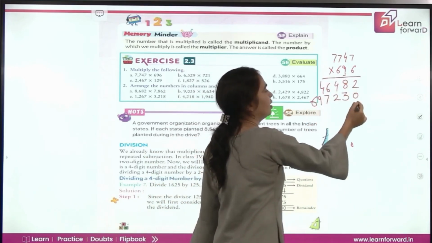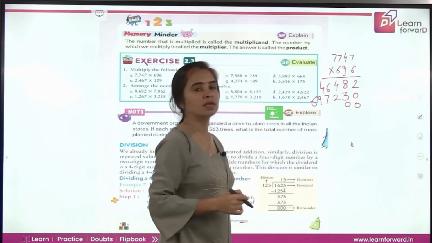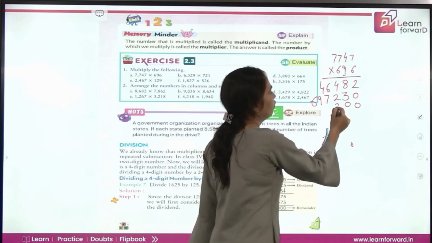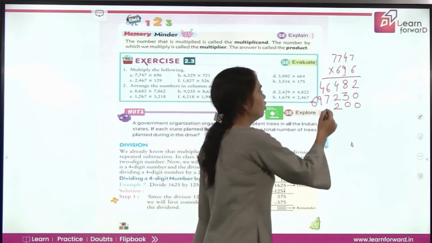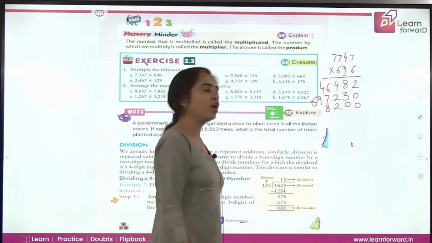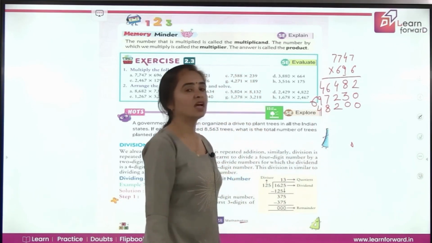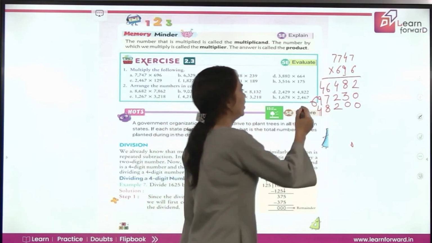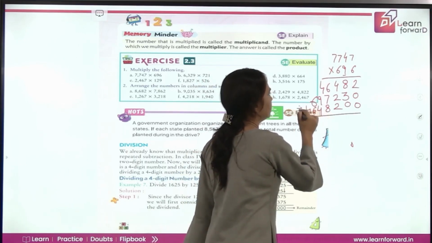Again, you have to multiply by 6 at the hundreds place. So first you will be putting 2 zeros here. Now 6 sevens are 42. Carry 4. 6 fours are 24 plus 4, 28. Carry 2. 6 sevens are 42 plus 2, 44. Now 6 sevens are 42 plus 4, 46. That is perfect. Now we will add all of these.